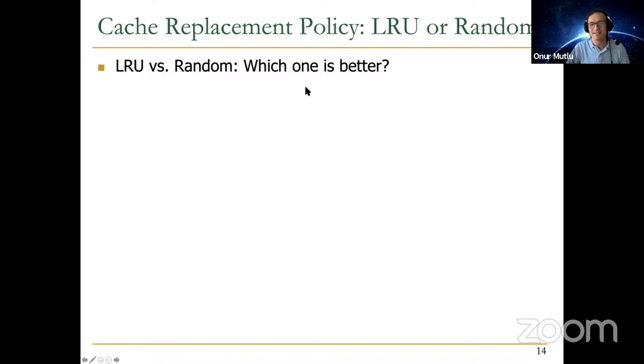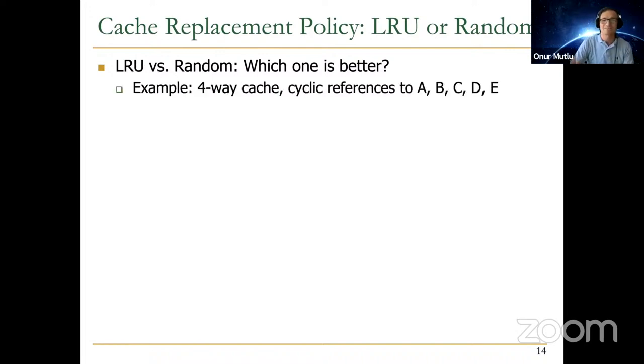Which one's better? And this is an interesting thought exercise. So let's take a look at a four-way cache. We have cyclic references to A, B, C, D, E. So basically, you're referencing blocks A, B, C, D, A, B, C, D, A, B, C, D, and they're all mapping to the same set, which means that if you have perfect least recently used management, you get 0% hit rate, right? Because you don't have enough blocks to house this. You're always evicting the thing that you're going to use soon because you're thrashing.